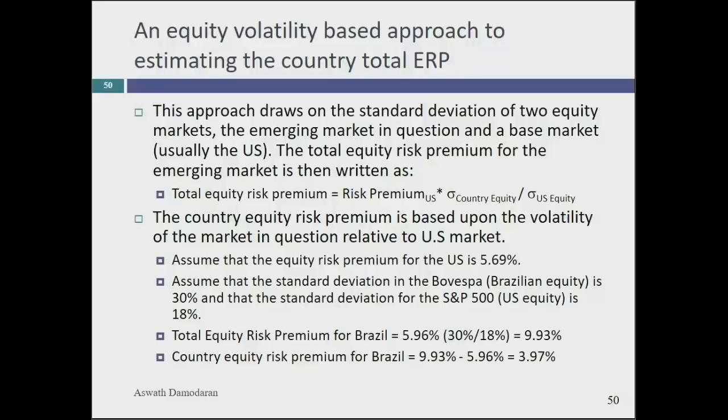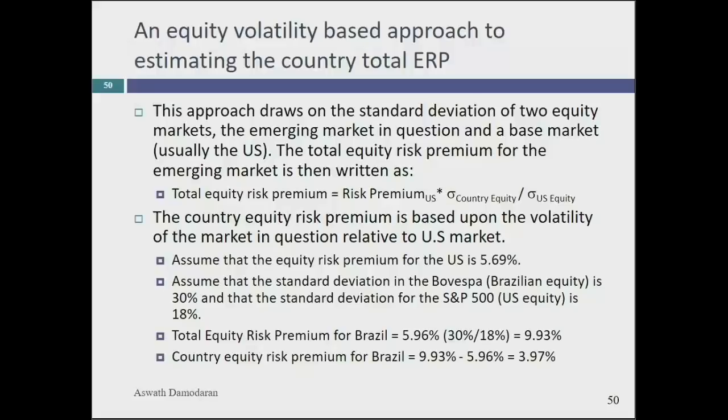So here's what I did. I started with the 5.96% my US premium. I looked up two numbers. One is the standard deviation in the Bovespa, the Brazilian equity index. Say it's 30%. The second is the standard deviation in the S&P 500. Let's say it's 18%. And I did an algebra problem.